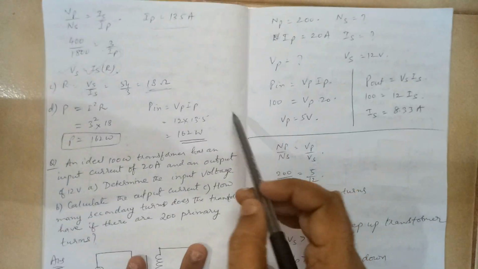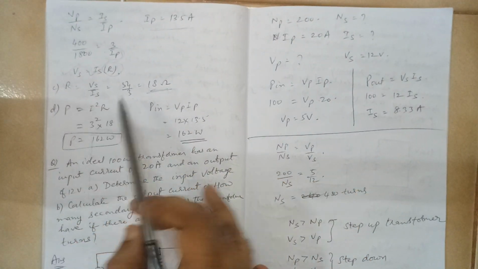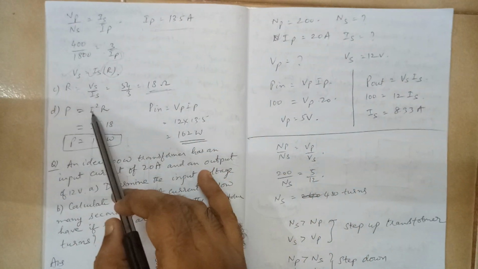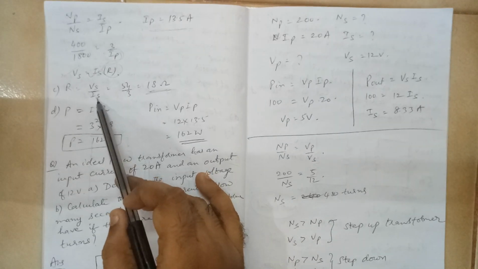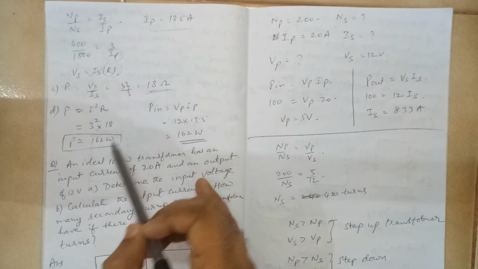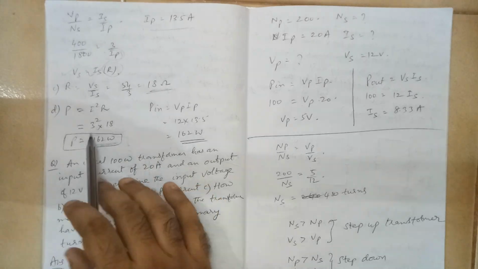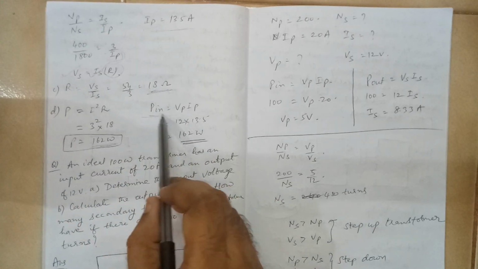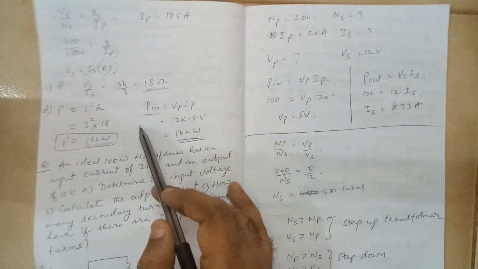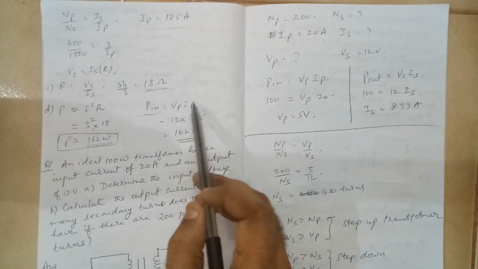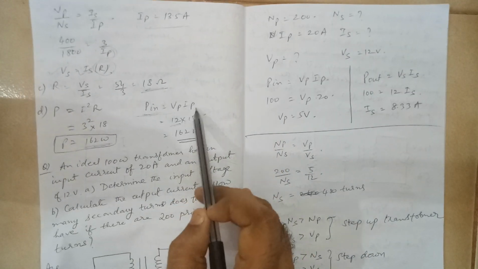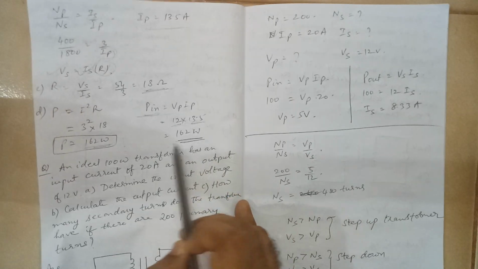So you are taking power is equal to I square R. For I, you can put the current of the secondary, and the resistance value is given. So when you get it, you get 162 watts. You can find out the input power also. Input power will be voltage into that current. Voltage value is 12, current is 13.5. You are getting 162 watts.